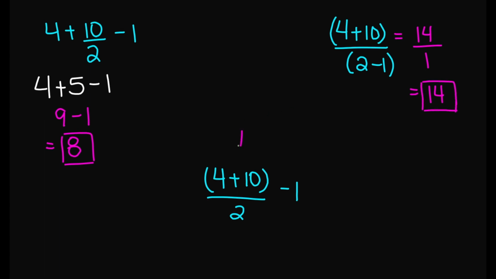So now let's look at this question here. Notice I only have parentheses around my 4 plus 10. So let's start with my parentheses first. So my numerator, we're going to get 14 because 4 plus 10 equals 14. That's going to be divided by 2 and then minus 1. So now we're going to divide 14 divided by 2. This is going to equal 7. And then minus 1 from here, this is going to equal 6. So your final answer here at the bottom, you're going to get 6.